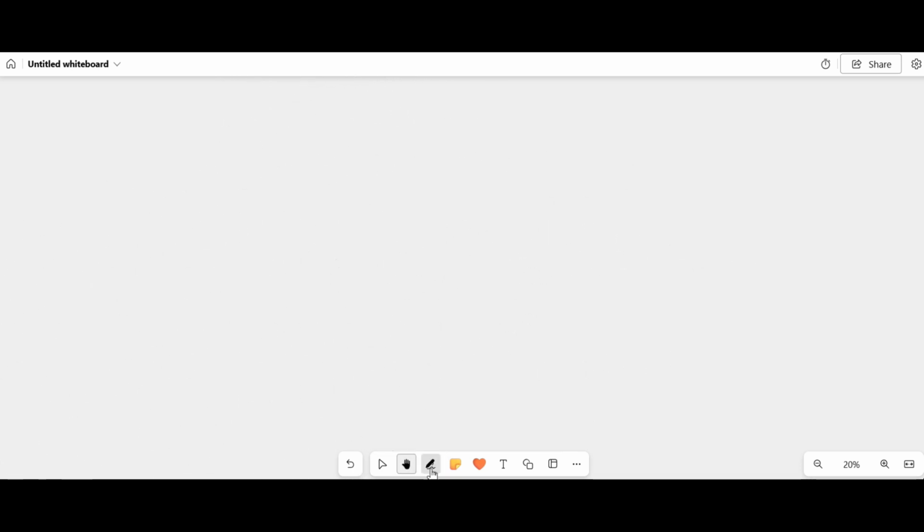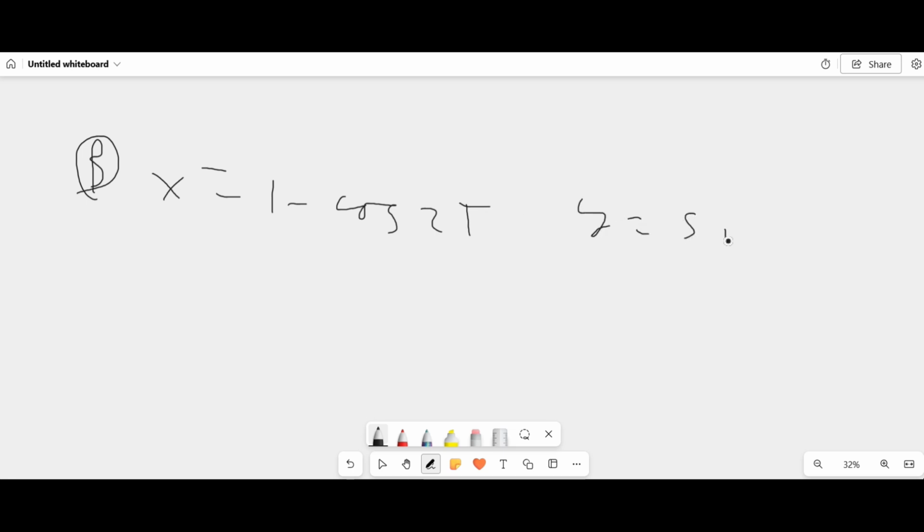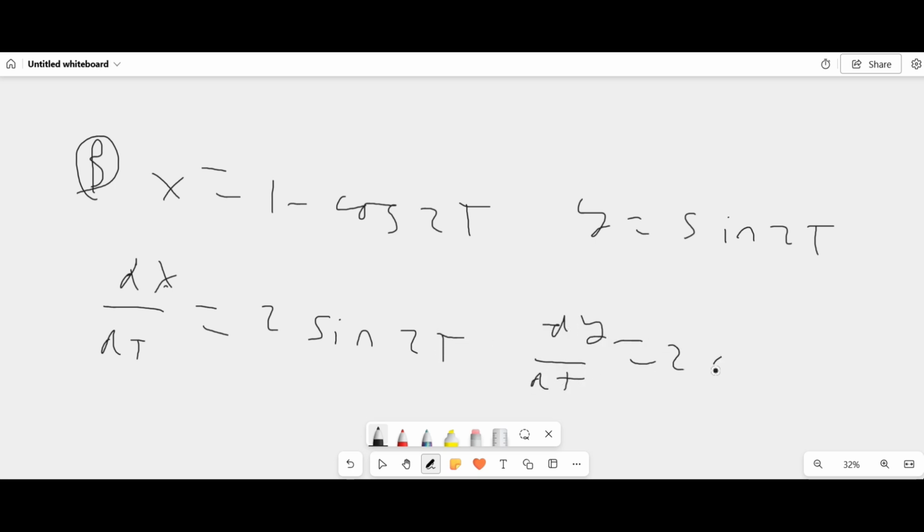Alright, part B. We've got x equal to 1 minus cos 2t, and y equals sine 2t here. Find dx over dt. That's going to be 2 sine, so differentiate cos, you get minus sine, minus minus cancels here, so 2 sine 2t. And differentiate y, you're going to get 2 cos 2t here.